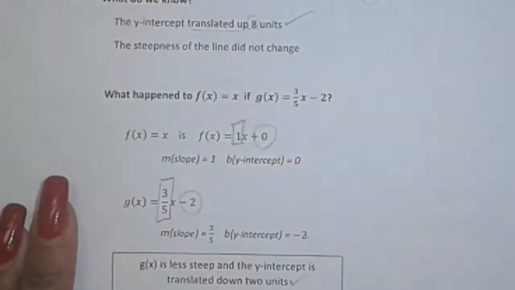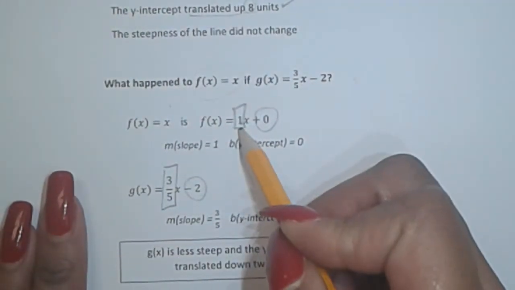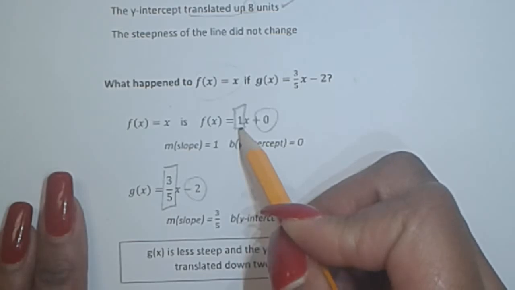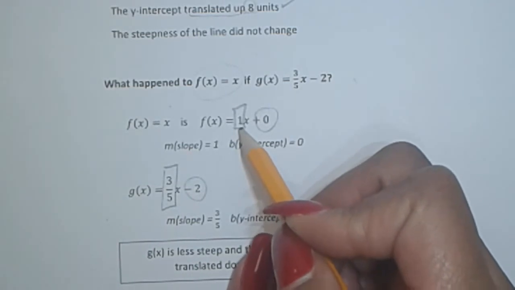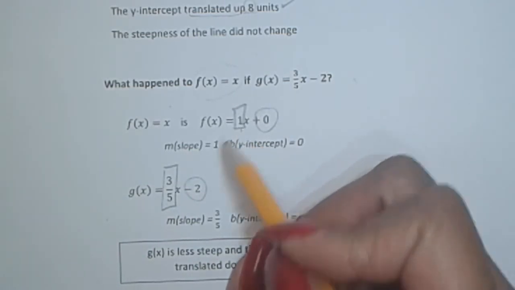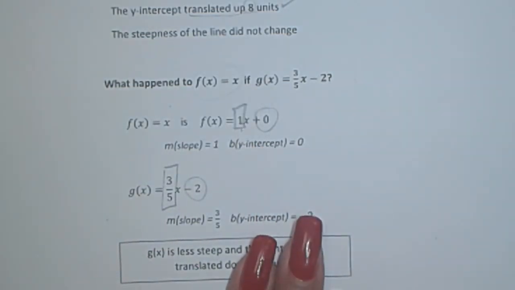In other words, when the slope is closer to 0 than the other number, it's less steep. So whichever way your teacher taught you, use that version. Thank you. Good luck on your final exam.